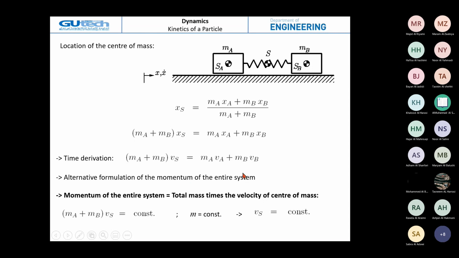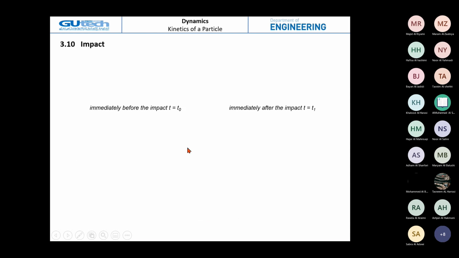This is only an alternative formulation of the momentum of the entire system, with the center of mass, instead of using the conservation of momentum. Then we express that the momentum of the entire system is equal to the total mass times the velocity of the center of mass. That means we have the sum of the two masses multiplied by the velocity of the center of mass. This should be constant. This is only valid when the mass is constant and the velocity is constant.